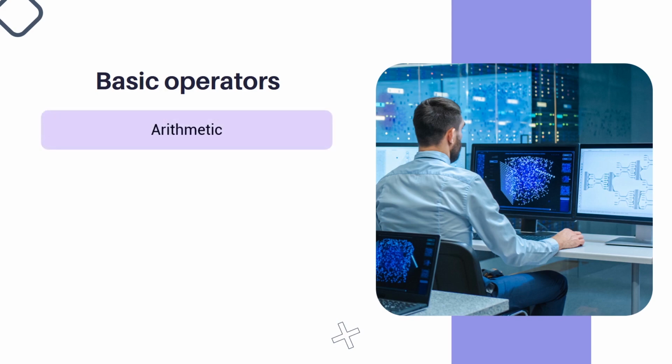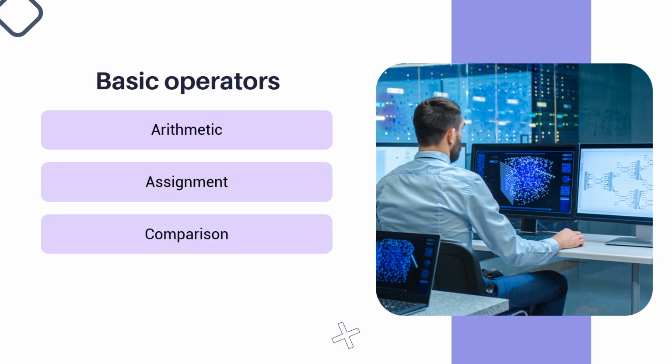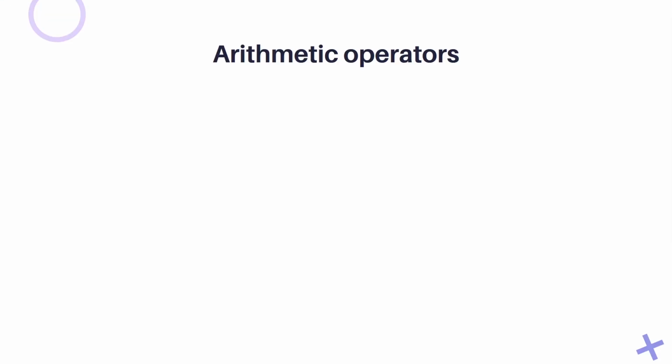First, there are arithmetic operators, assignment operators, comparison operators, and lastly, logical operators. Let's take a look at these operators in greater detail. We'll start off with arithmetic operators. These types of operators are used to perform mathematical operations, including addition, subtraction, multiplication, as well as division.